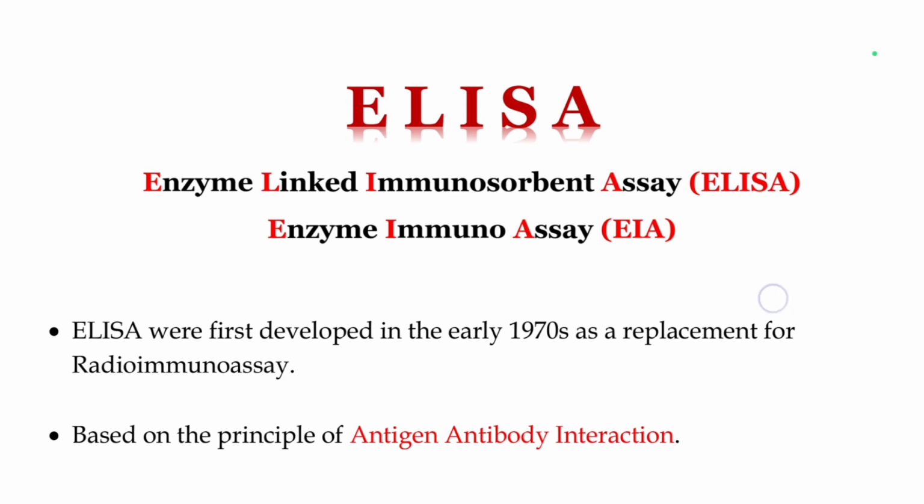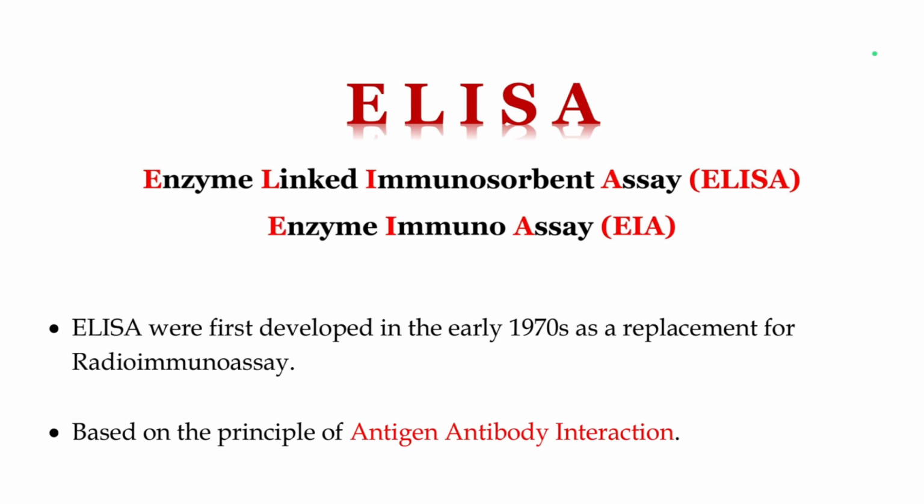Today we will learn the ELISA test. Enzyme-linked immunosorbent assay is also known as enzyme immunoassay or EIA. ELISA is basically a biochemical technique to detect and quantify the presence of specific proteins. Which are those proteins? Antigens, antibodies or hormones.